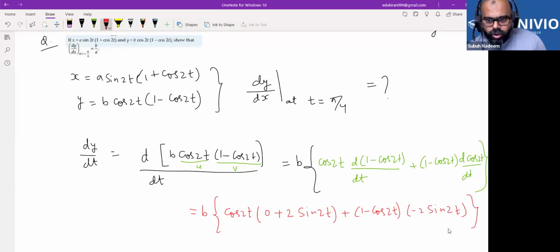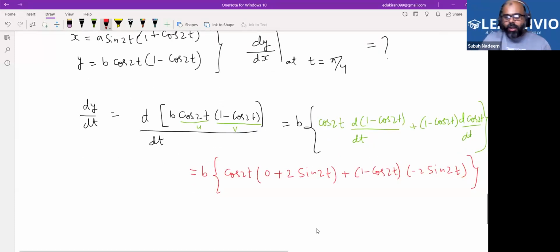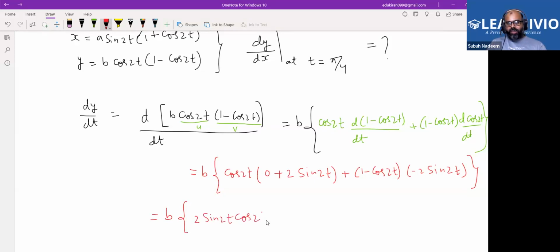It is a bit calculative, but you have to do it anyhow. So this is b, and this will become 2 times sine 2t into cos 2t, and then minus 2 sine 2t, and then it will become plus 2 sine 2t into cos 2t. This is what we are getting here.